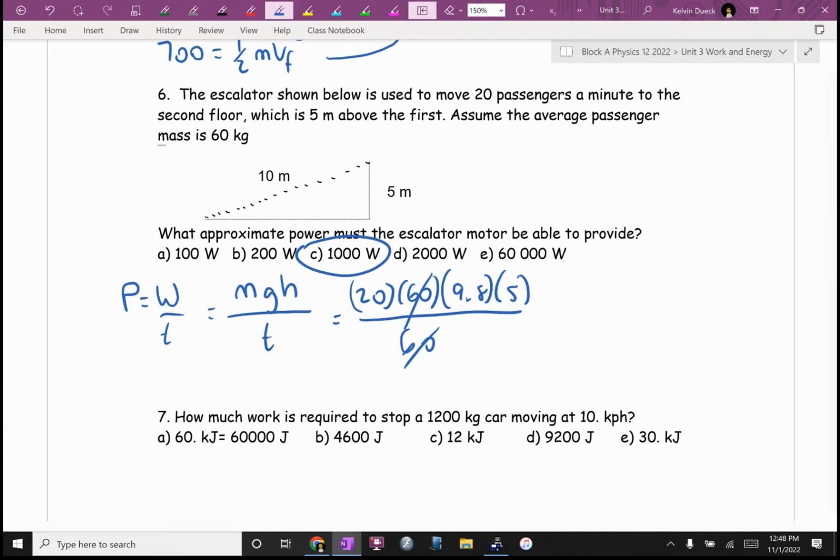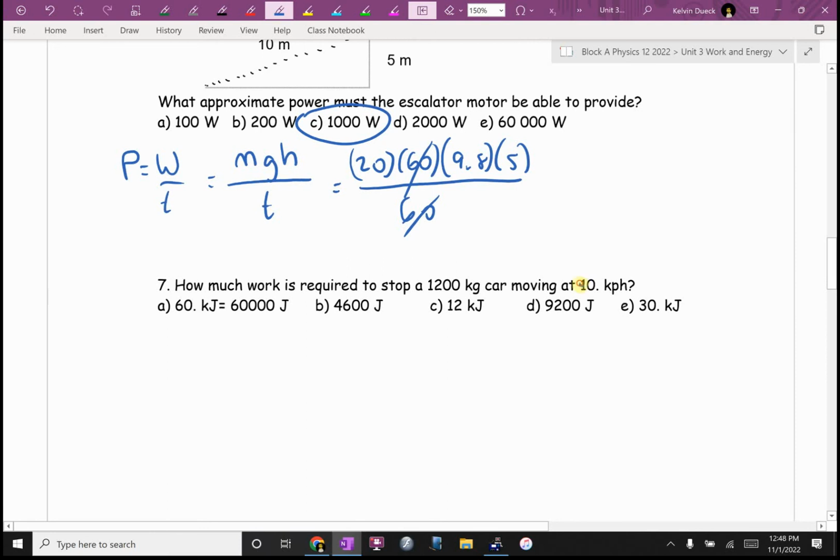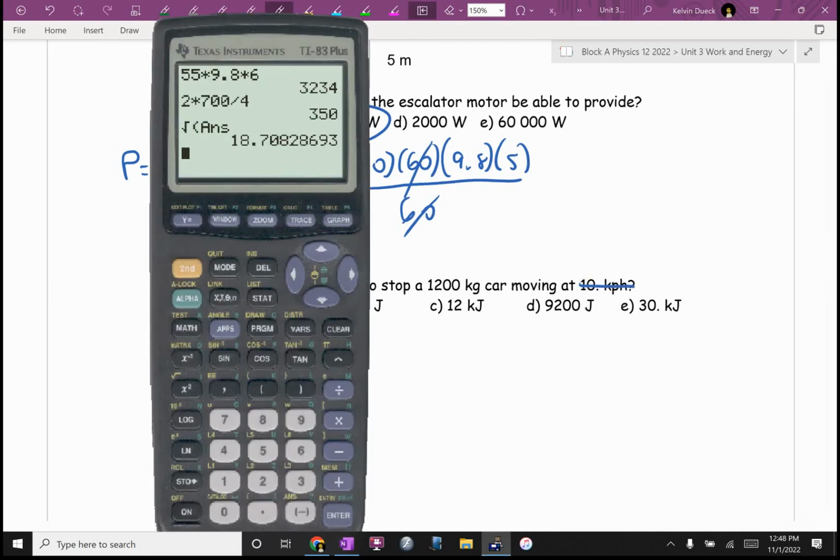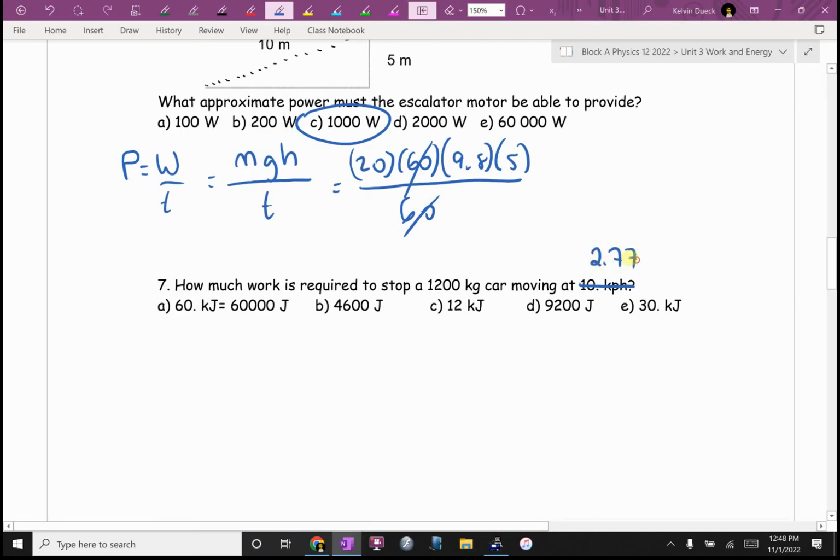How much work is required to stop a car? Nice try, Duick. 10, I think it's divided by 3.6. 2.7 repeating. Okay. How much work? Well, work equals force times distance. I don't see a force or a distance.